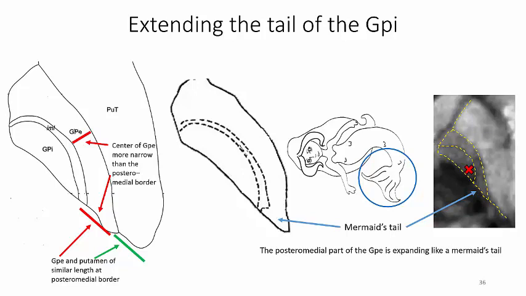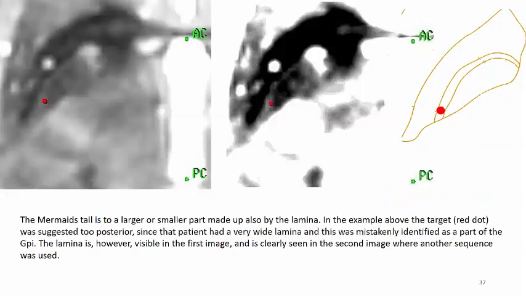The posterior medial part of the GPE is expanding and looking somewhat like a mermaid's tail. The mermaid's tail is to a larger or smaller part made up also by the lamina. In the example above, the target, the red dot, was suggested too posterior since the patient had a very wide lamina, and this was mistakenly identified as a part of the GPI. The lamina is, however, visible in the first image and is clearly seen in the second image where another sequence was used.